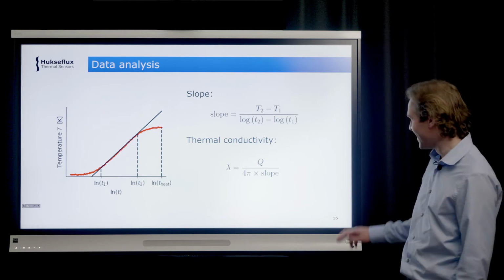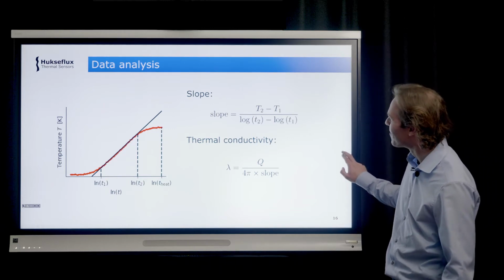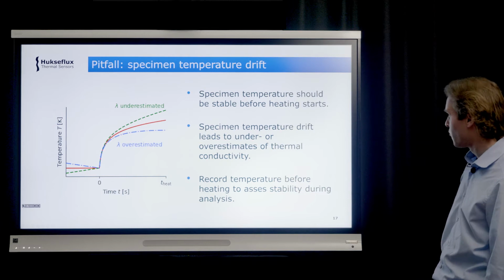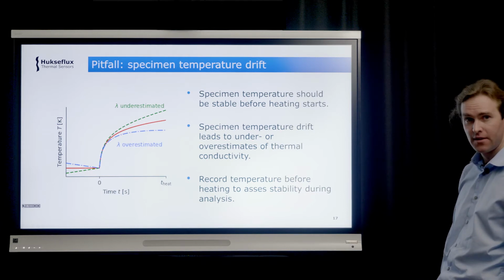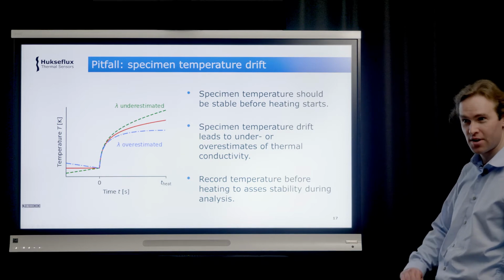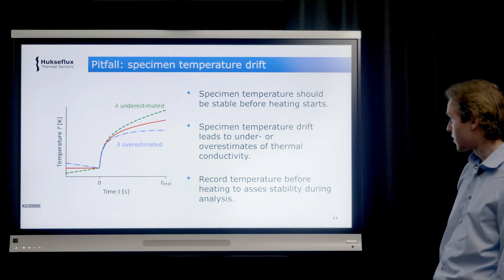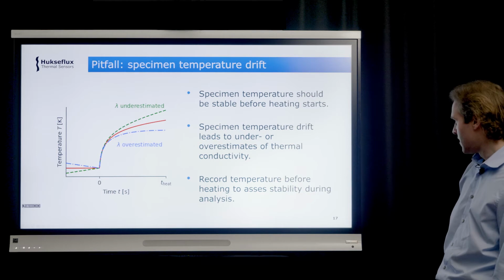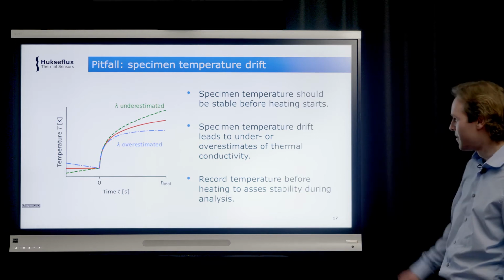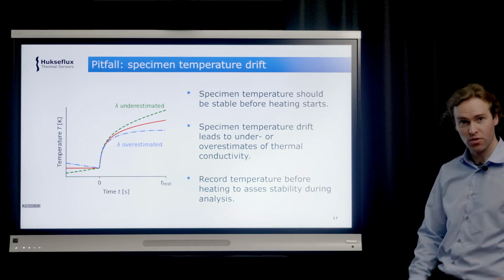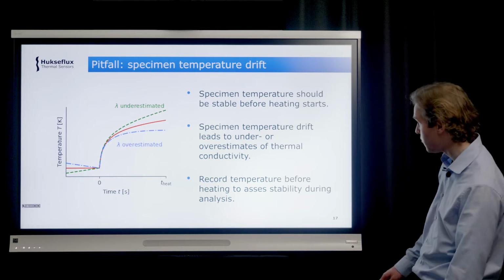That's basically it. Of course, there are some complications. There are a few things that you need to watch out for. First of all, it's very important that the temperature is stable before you start a measurement. Because if there is a temperature drift in addition to the temperature change that occurs due to heating, then you can under or overestimate the thermal conductivity, as is illustrated in the graph. One tip is to record the temperature before you start heating, so that in your analysis you can analyze how stable the temperature was before you started heating.